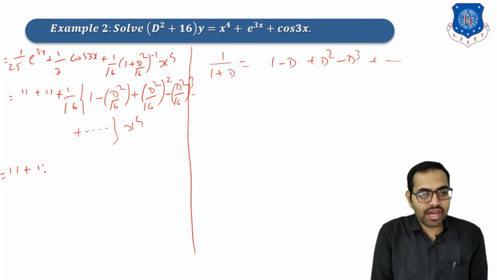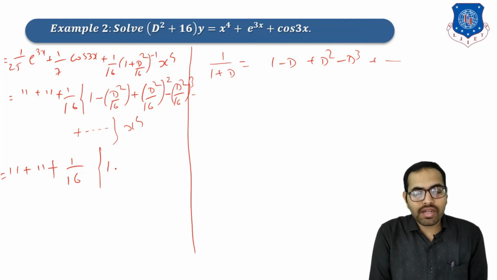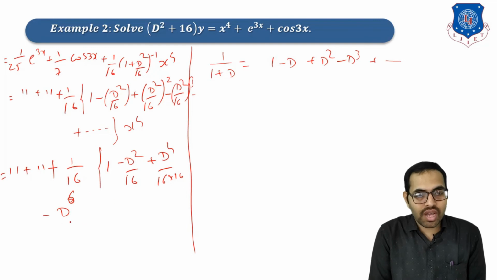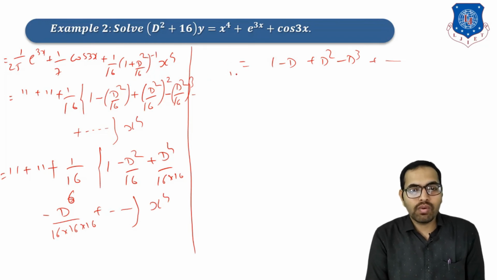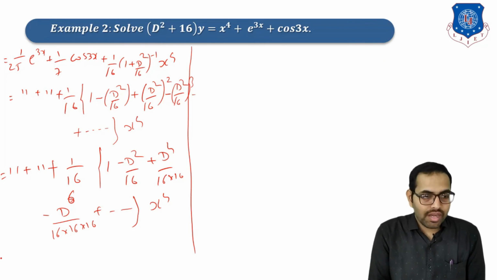Here the first and second terms will be kept as they are, 1 by 16. Now simplify that term: 1 minus d square by 16 plus d raised to 4 by 16 into 16, minus d raised to 6 by 16 into 16 into 16, and so on, into x raised to 4. Now we just simplify the last term. The first and second terms will be kept as they are, plus 1 by 16.